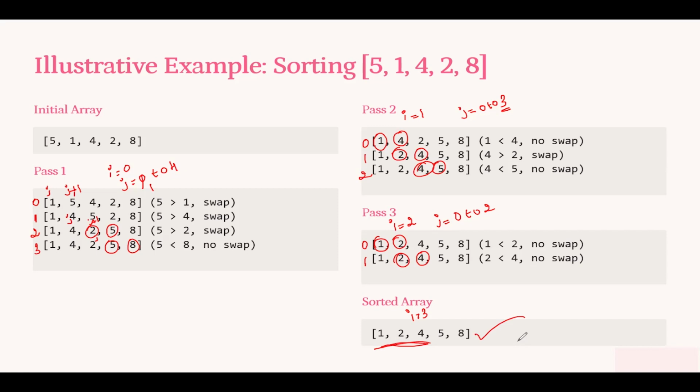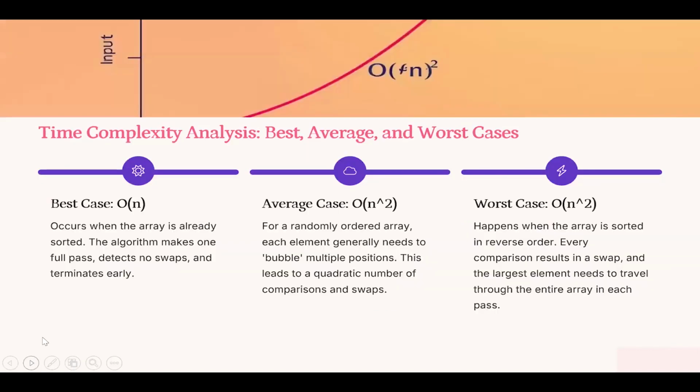All right. So this is how bubble sort works. If you have to discuss the time complexity, in the best case it is order of n. The best case arises only when the array is already sorted. That is, we iterate only n times to see whether any swap is required. And if no swap is required, we understand that the array is sorted. Average case and worst case are always order of n square.